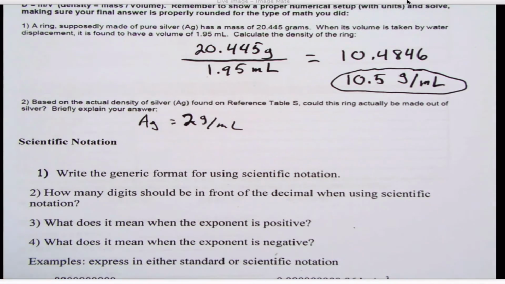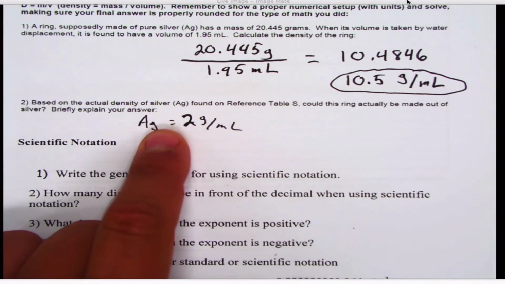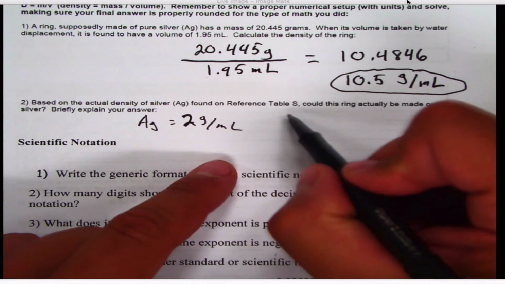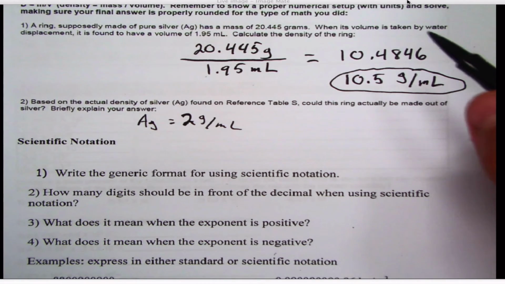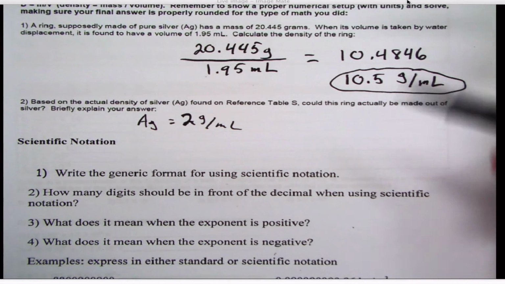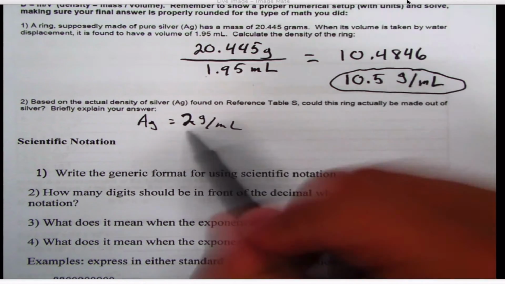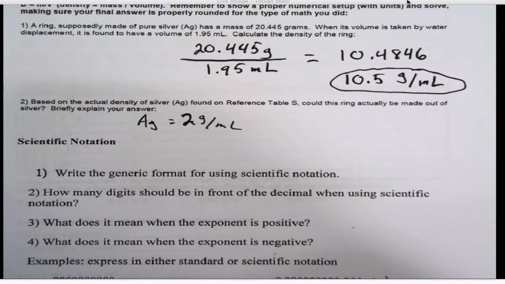So that's what you got to do. You got to explain. Once you find this, it's not in reference table S. Just look it up on the internet, on Google or Yahoo or the World Wide Web, whatever you want to call it. Once you do that, you can compare them and then tell me why. Don't just tell me, oh, they don't match. Tell me, well, it has to be a different metal or you're being played for a fool. And we'll talk about that in class a little bit too.